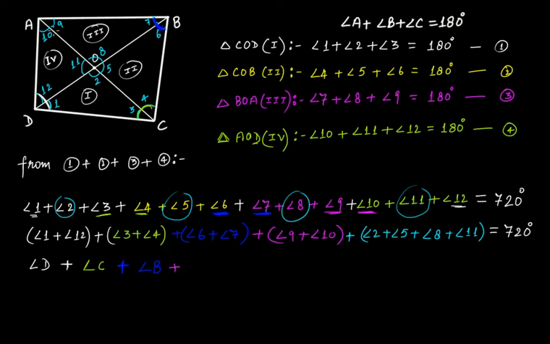Now plus angle 9 plus angle 10. Till now you would have understood what this is. Angle 9 plus angle 10 is actually angle BAD, or angle A, right? That was easy. Then plus angle 2 plus angle 5 plus angle 8 plus angle 11.